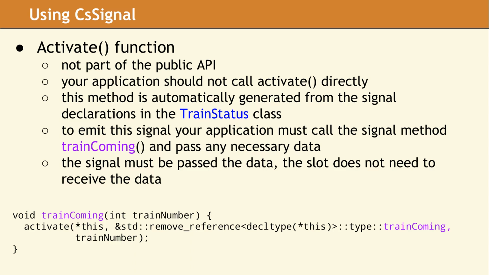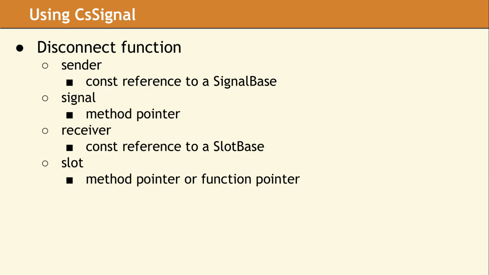To emit this signal, all you do is call the method train coming and pass whatever data is needed. In this case, train number is being passed. The slot does not need to accept this data, but in order to emit the signal, it must be supplied. There is also a disconnect function provided, which severs the connection made by connect. Its 4 parameters are the same as the first 4 parameters to connect.